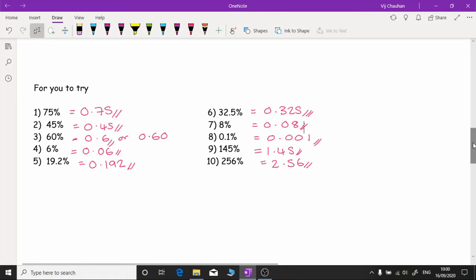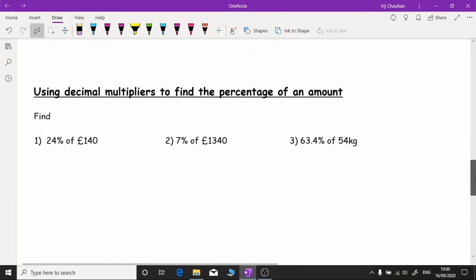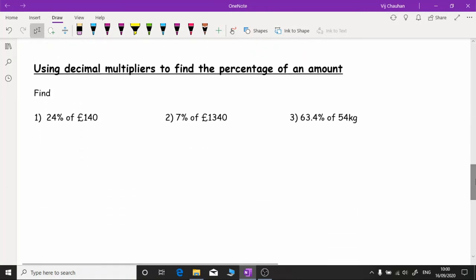So moving on from that, let's have a look at working out some actual questions. So here what we're going to do is use decimal multipliers to find out the percentage of an amount. And obviously you can use your calculator. So what I'm going to do is show you what you should be typing into your calculator, and we will go from there.